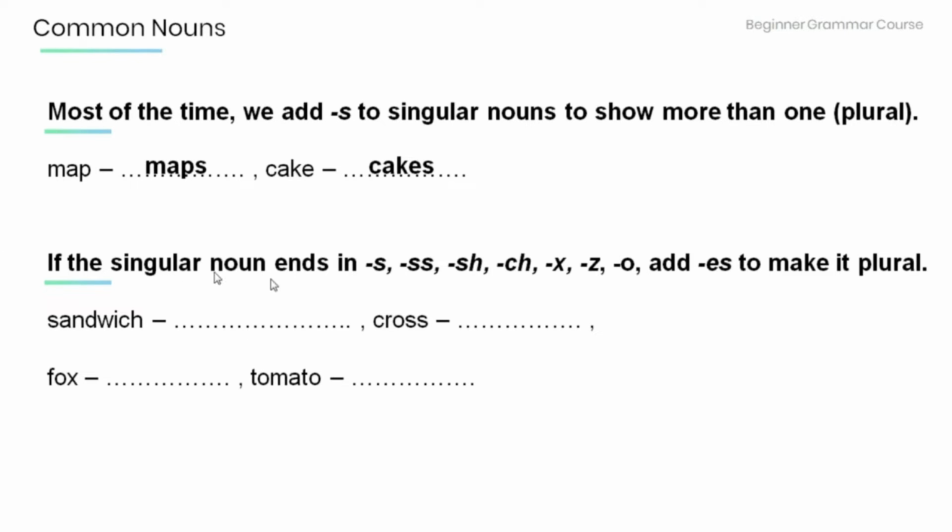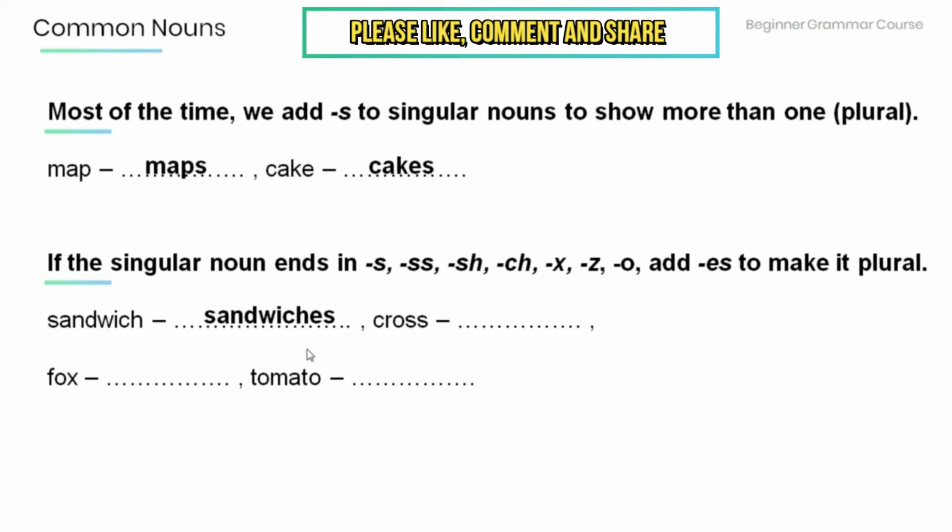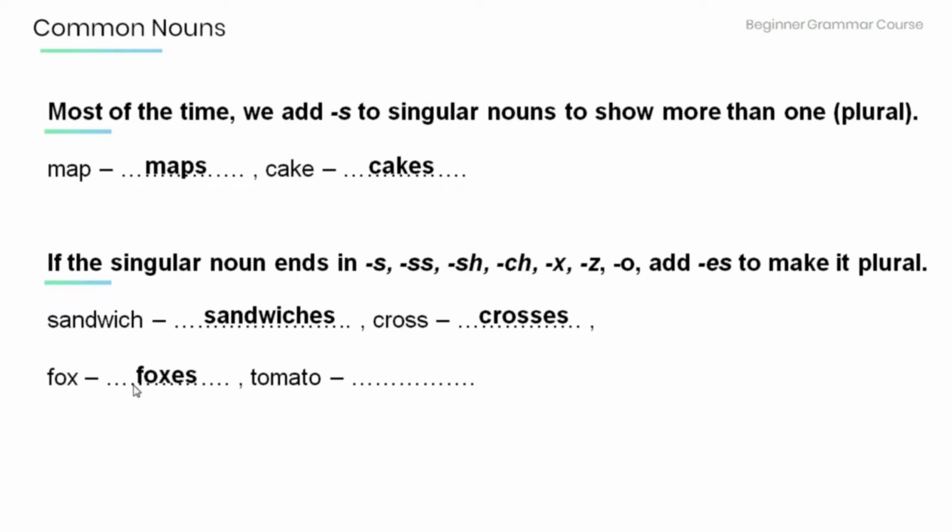And if the singular form ends in s, ss, sh, ch, x, z, or o, add es to make it plural. More than one. The word sandwich? Sandwiches. Cross? Crosses. Fox? Foxes. Tomato? Tomatoes.